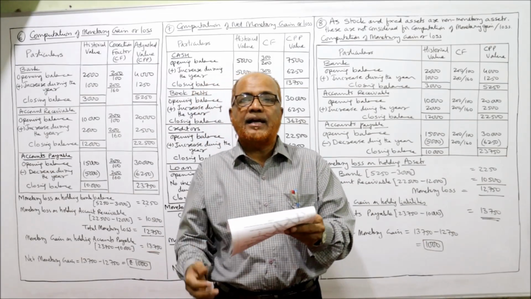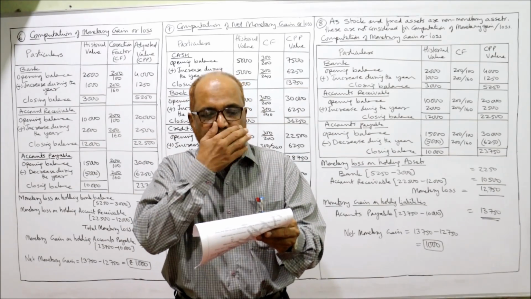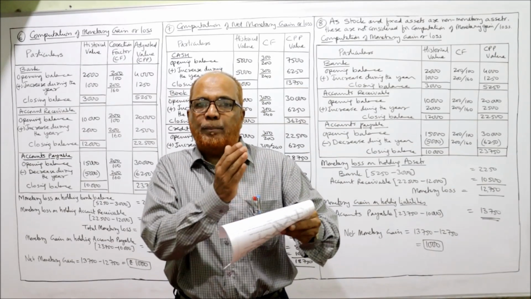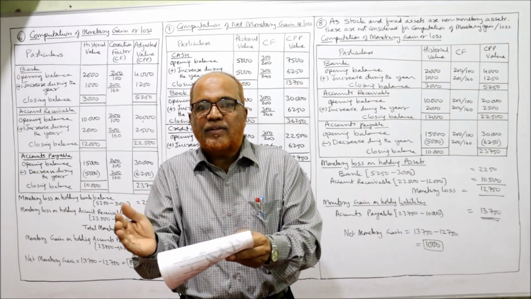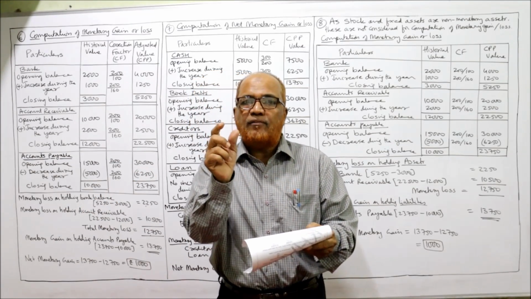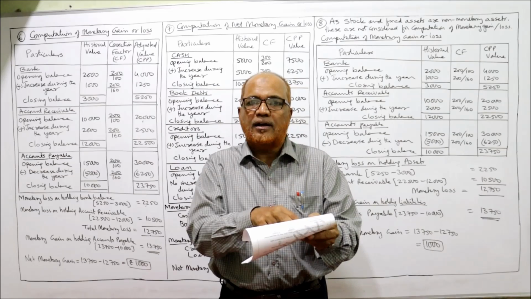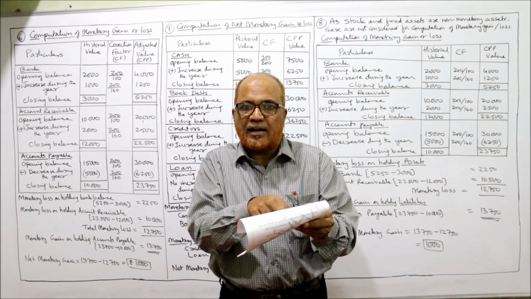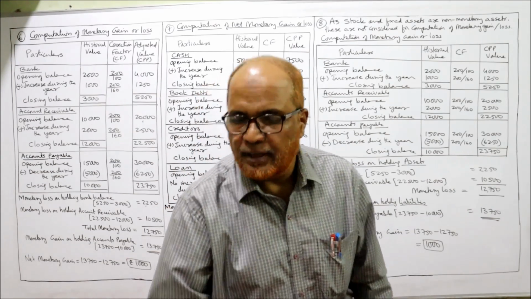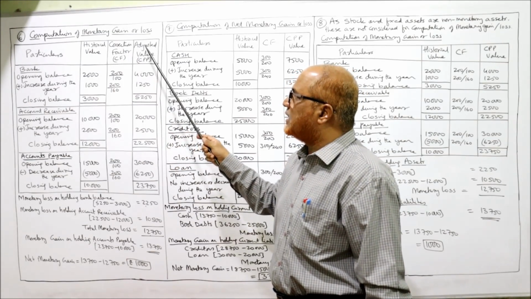Here index numbers are given. 2000 start, index number 100, 2000 end, index number 200, and average index of 2000 is 160. The beginning of the year index number 100, end of the year index number 200, and average during the year 160. For the correction factor, numerator we will take the index number 200. If it is opening balance, we take denominator 100. If it is during the year, we take denominator index as 160. That's it. Now see here. Computation of monetary gain or loss. Historical value, correction factor, adjusted value.